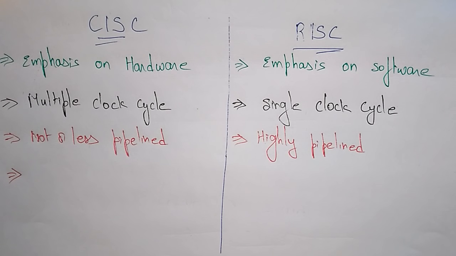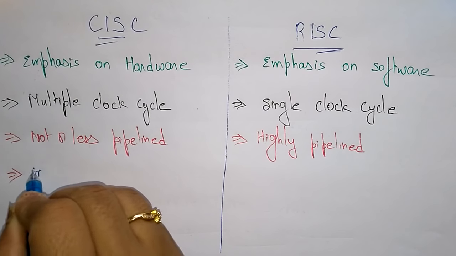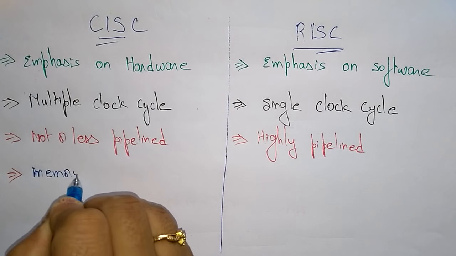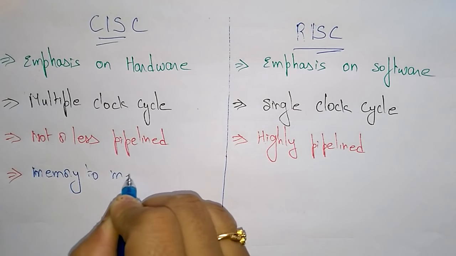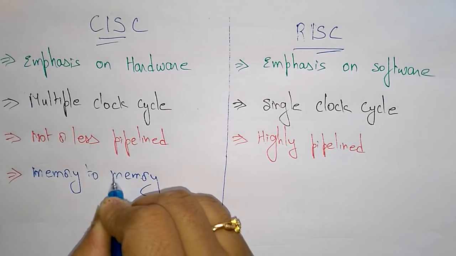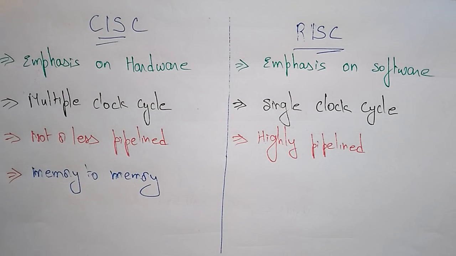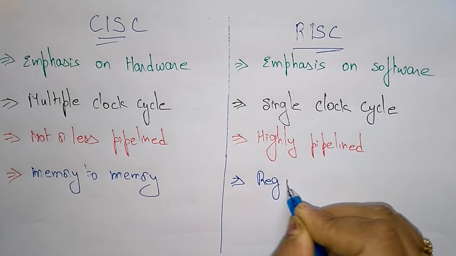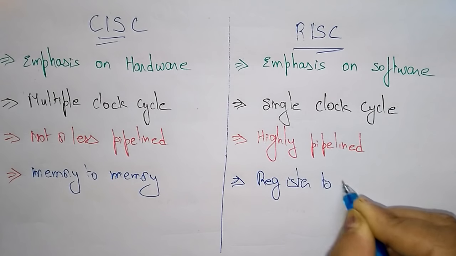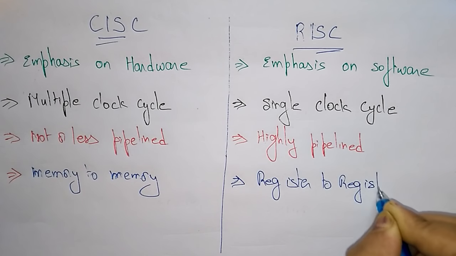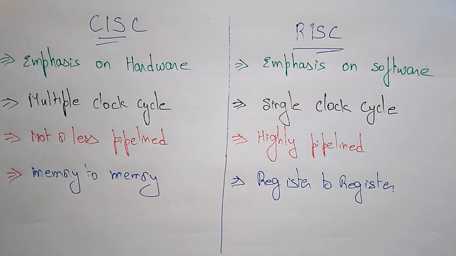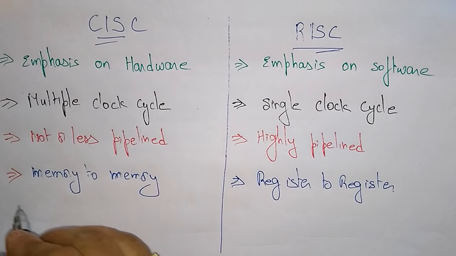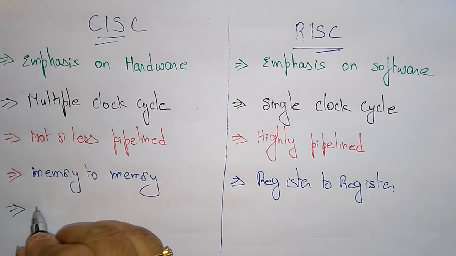Okay, and here in the CISC processor, CISC uses memory to memory, means it also has load and store incorporated in instructions. It takes any instruction, so this CISC will be performed on memory to memory, whereas RISC is register to register.